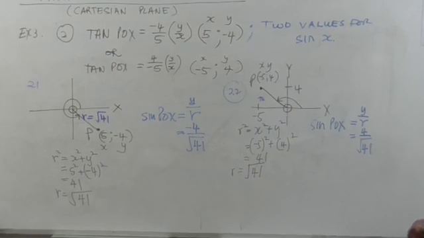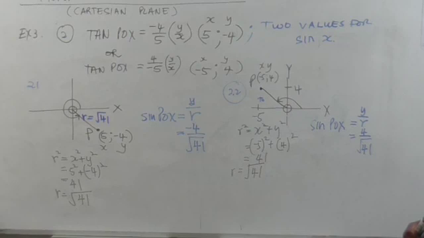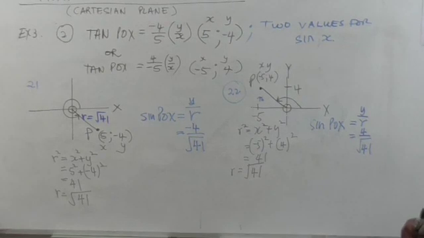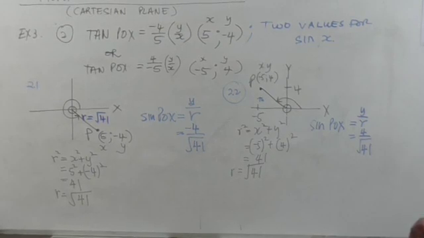Okay, we're going to stop there, and in our next lesson we're going to do some pattern finding. In other words, we're going to find in which quadrant the ratios are positive in the different quadrants. Which ratios are positive in the different quadrants. That will be our next lesson.